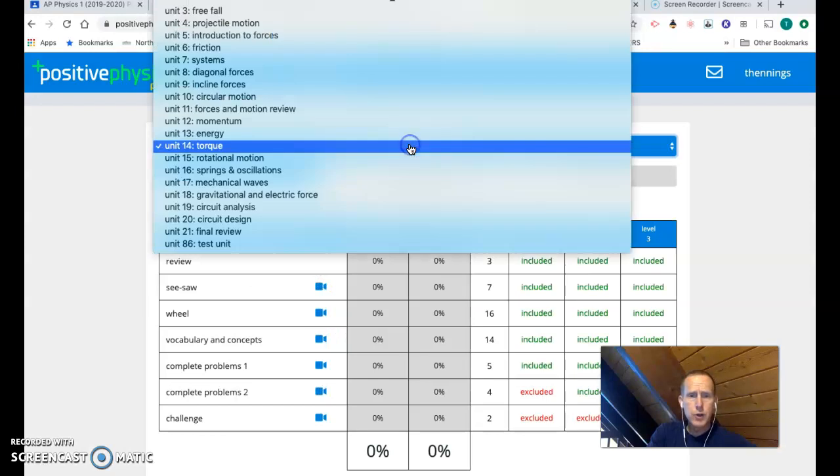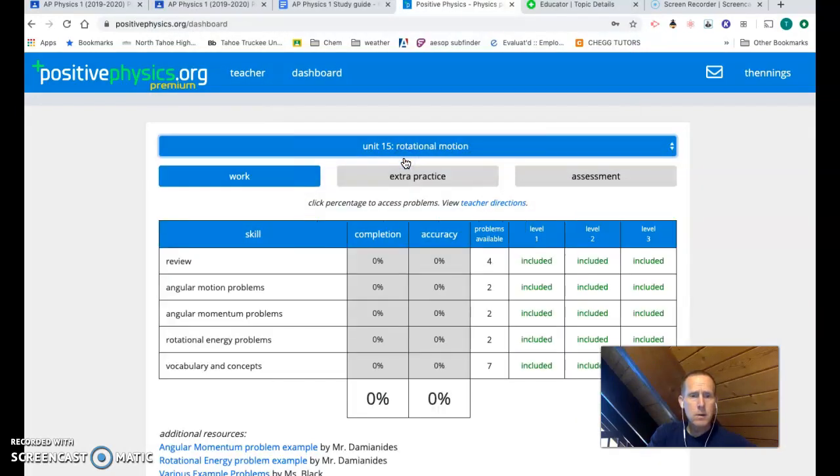We go to Unit 15, and here they are. Rotational motion, angular momentum, rotational problems, and there is 2, 2, and 2 problems each, right? These ones, there's no video solutions there or video help. If you need help, come see me during office hours, right? That's what the other video that will be up there is posted about.